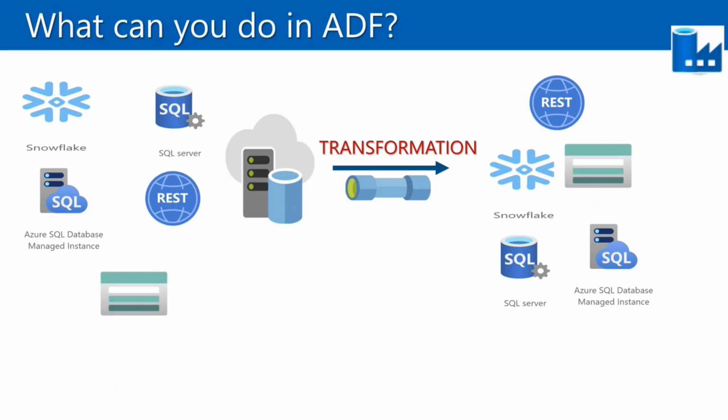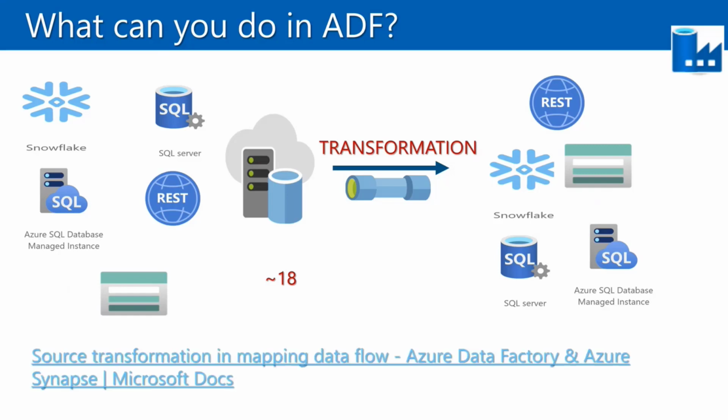For mapping data flow, it supports around 18 different data sources. These data sources you can use as a source or as a sink, or both of them. And this link will help you find out if your source is not available, then you can use a common data source. You can use Snowflake, you can use Blob Storage or SQL Server, and you load your data there and then apply transformation, and then you load it into another data source. So this is data transformation.